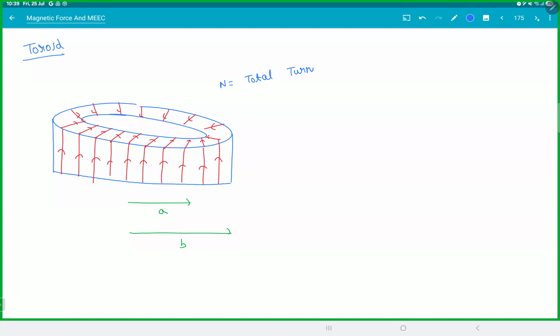This is the total turns. So just remember the result. I have not seen any questions on this so far. So here the field will be only inside, which is mu naught ni by 2 pi small r. There'll be no field outside, and inside, meaning from 0 to a, there'll be no field outside B.